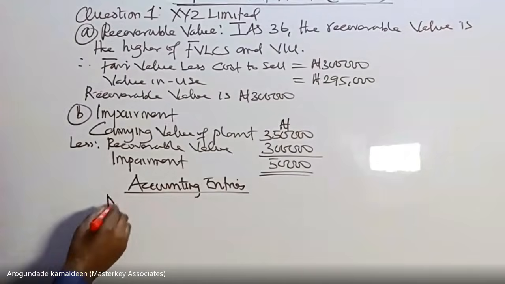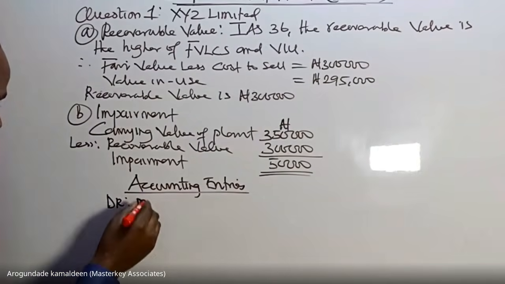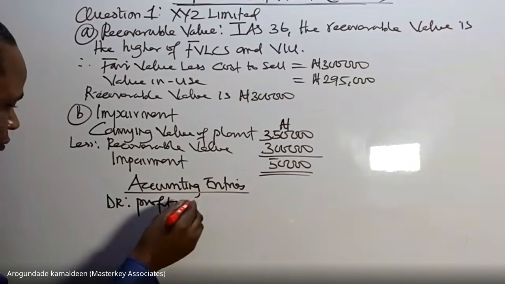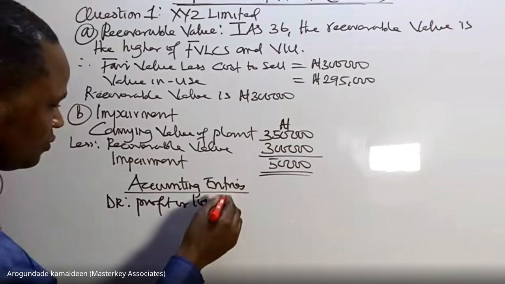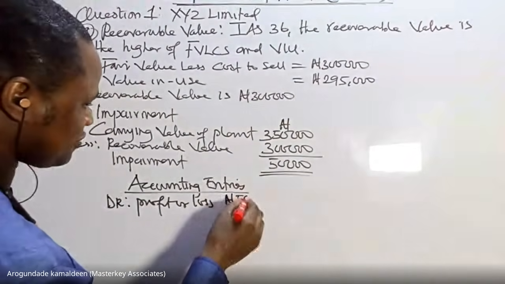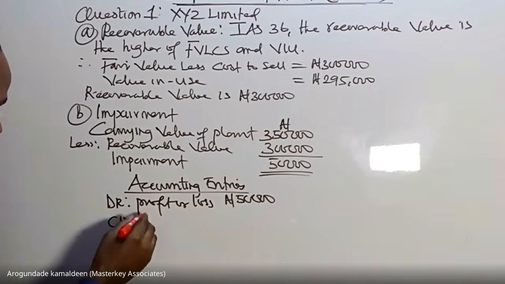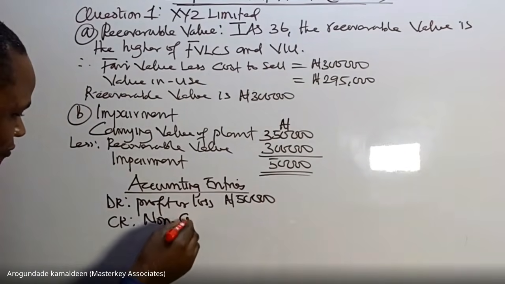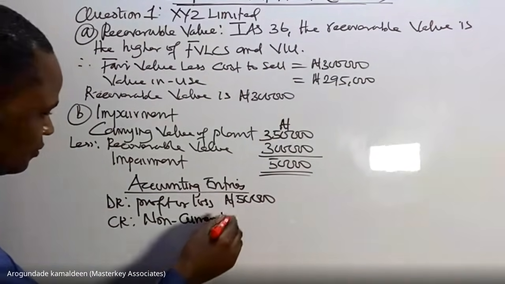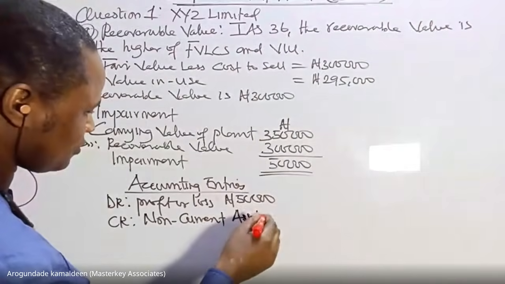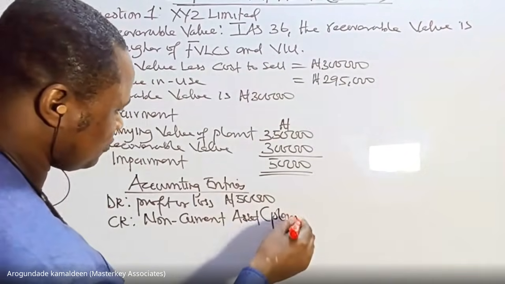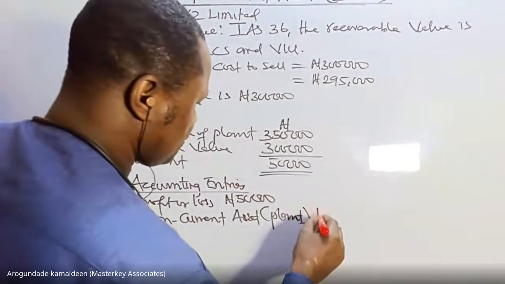You have to debit the profit or loss. How much? 50,000. Also credit the non-current asset, the plant. It was 50,000.